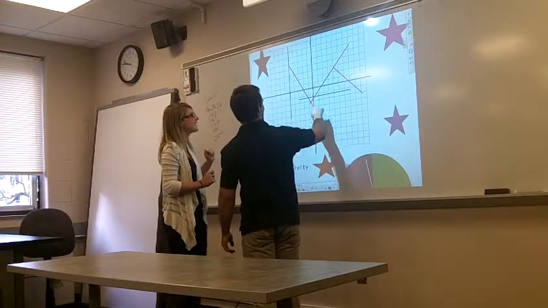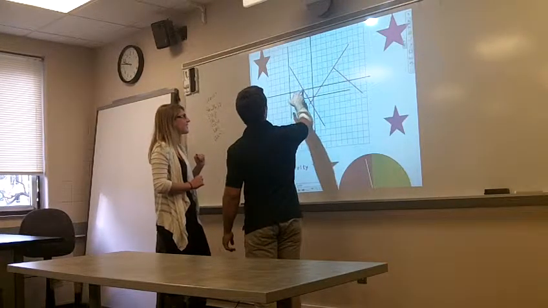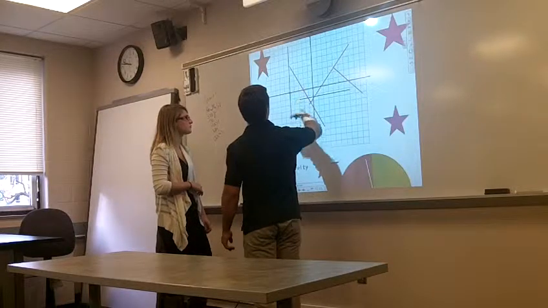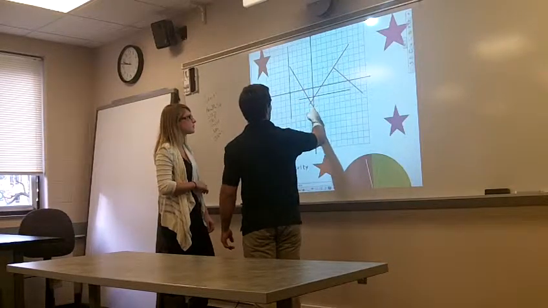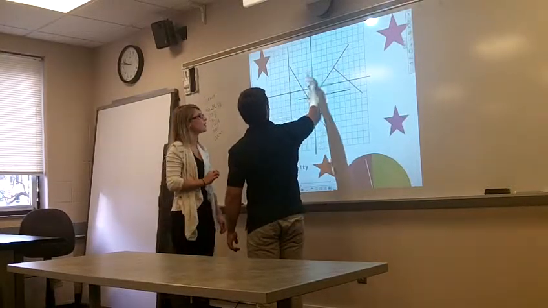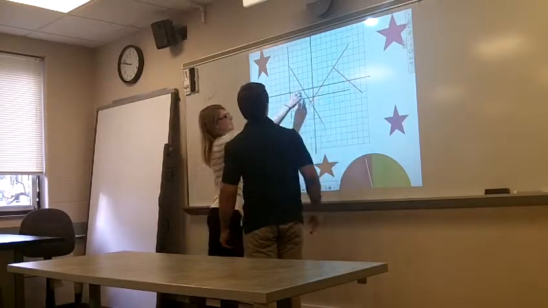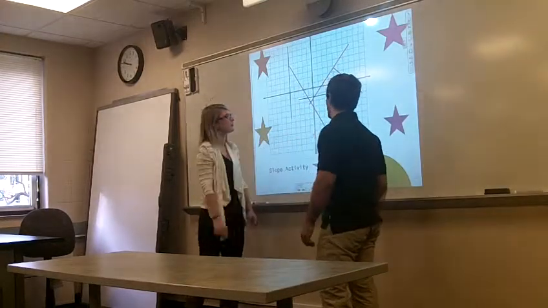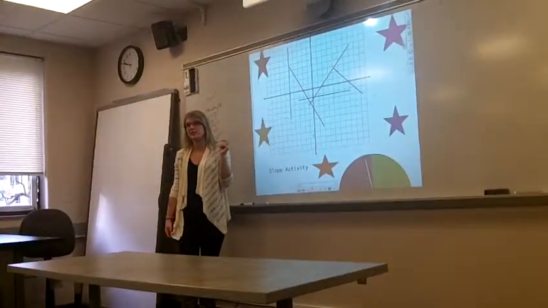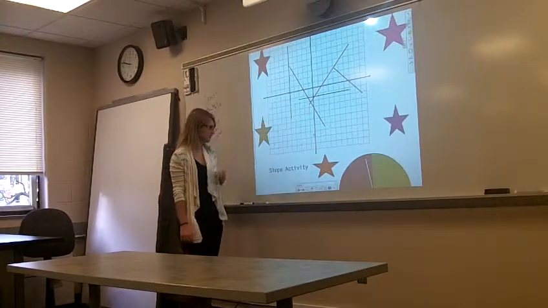It's going to be different now. And then what would the slope of the green line be, because it's just a vertical line? It'd be undefined. And then the blue line would be zero.